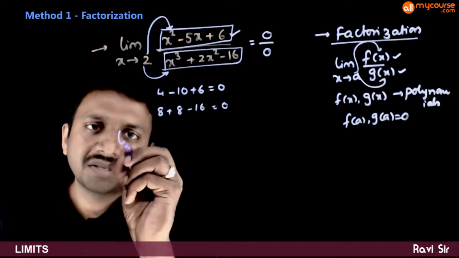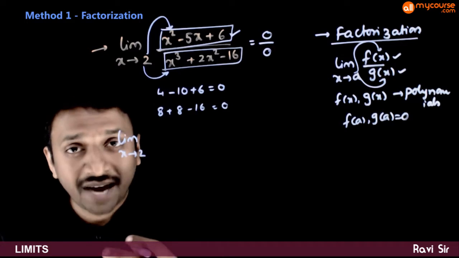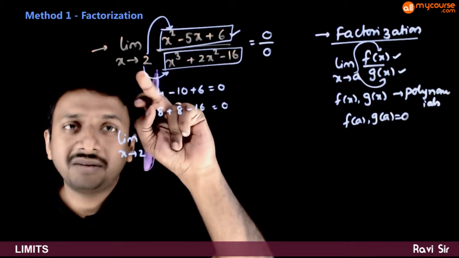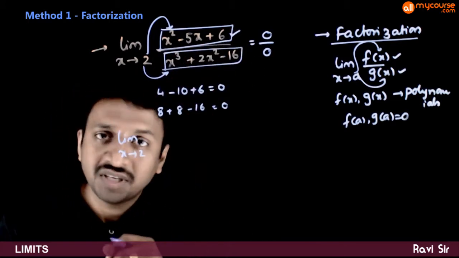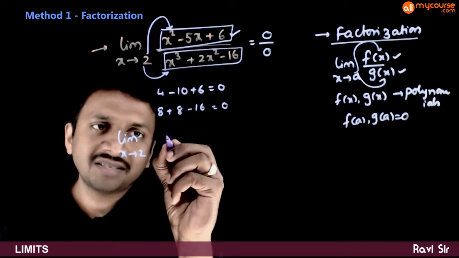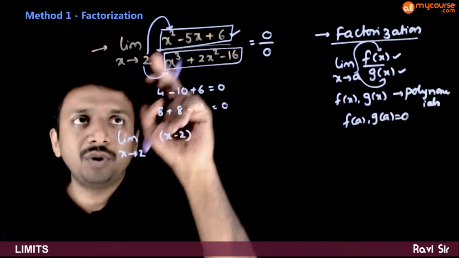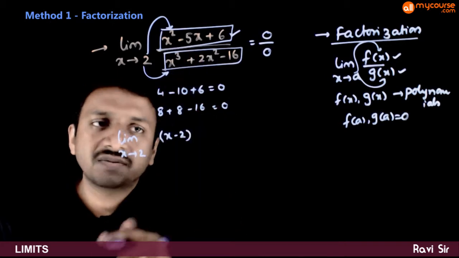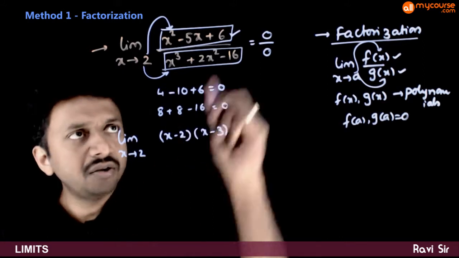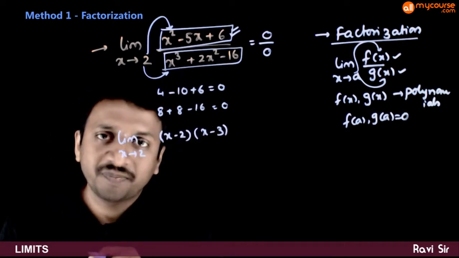So now what I do is limit x tends to 2. We already studied the factorization theorem, which says that in a polynomial, if on substituting some number a, the polynomial becomes 0, then x minus a is a factor of that polynomial. It means if you factorize this, you can get an x minus 2 factor outside, because f of 2 is equal to 0. So x square minus 5x plus 6 can be written as x minus 2 times x minus 3. So you know how to factorize a quadratic. This 5x can be written as minus 2x minus 3x.